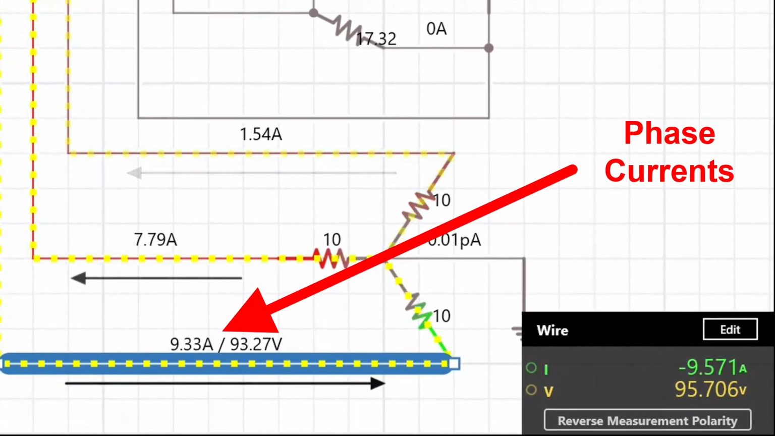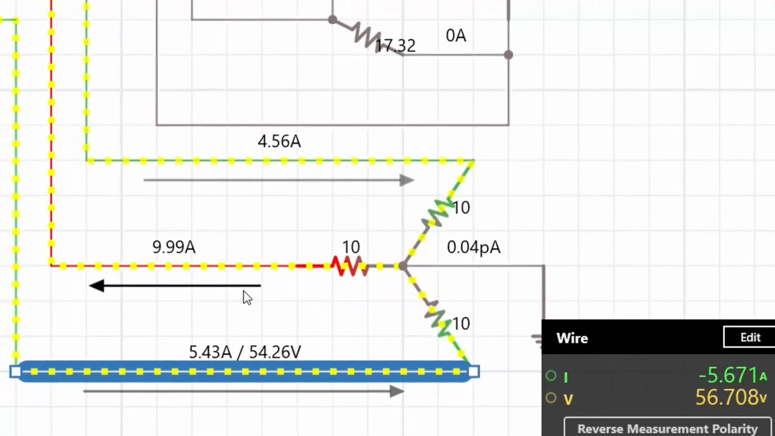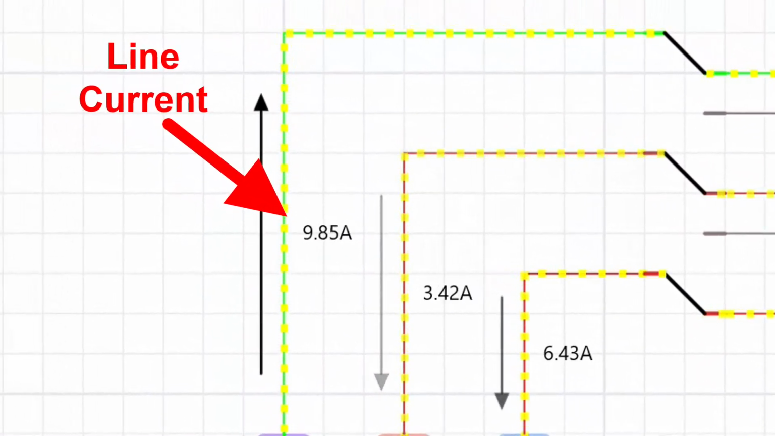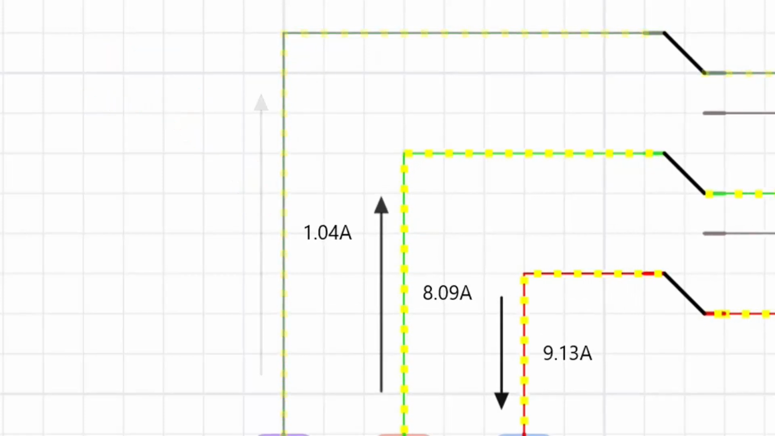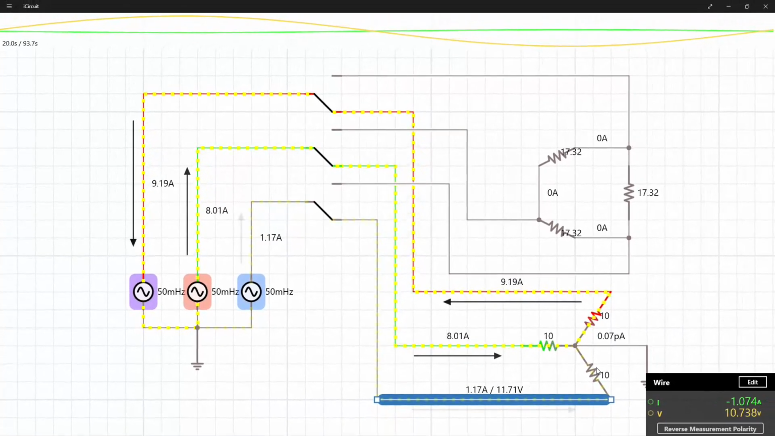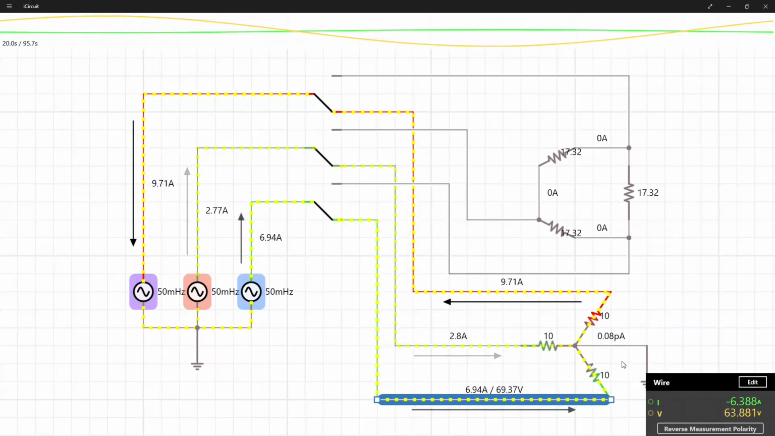So the difference here, though, is that the phase current and the line current on our Y are exactly the same, because there's no parallel connection like there is on a delta. Okay. So hopefully that illuminates the differences here.